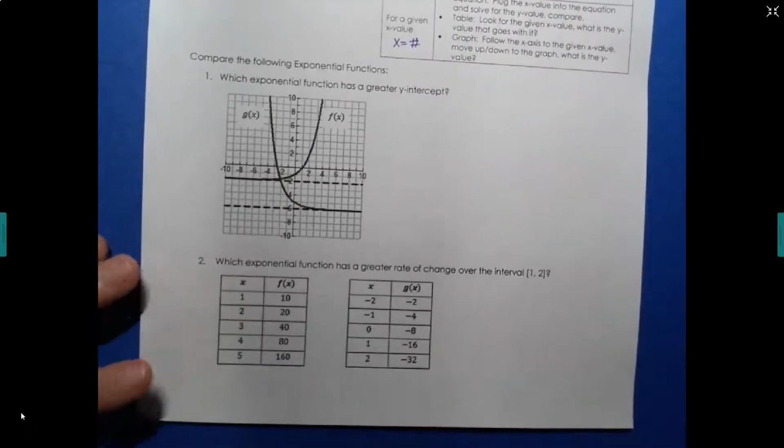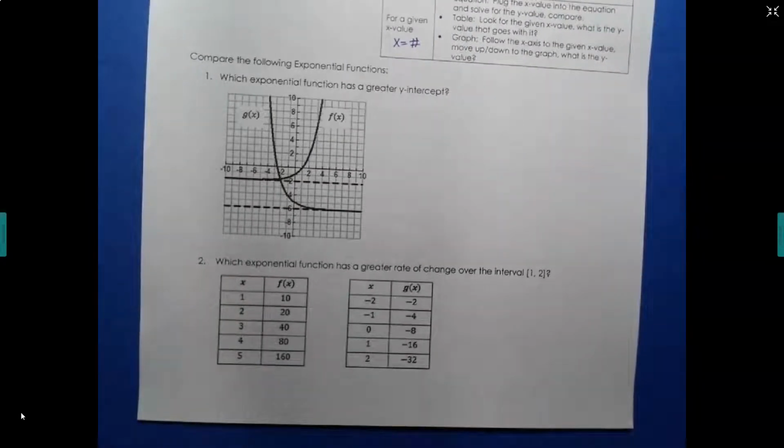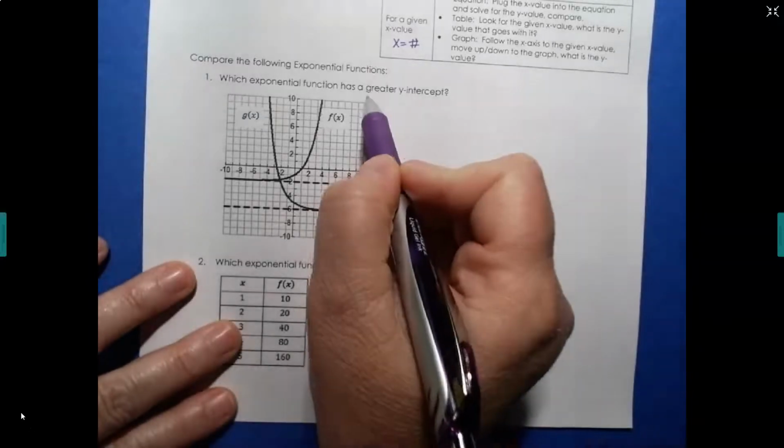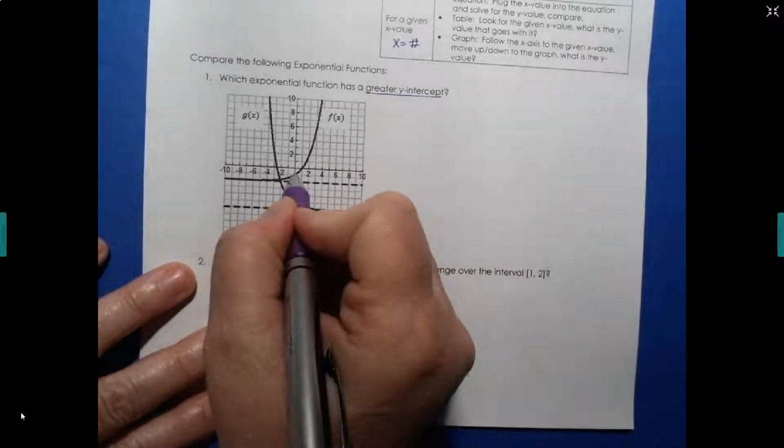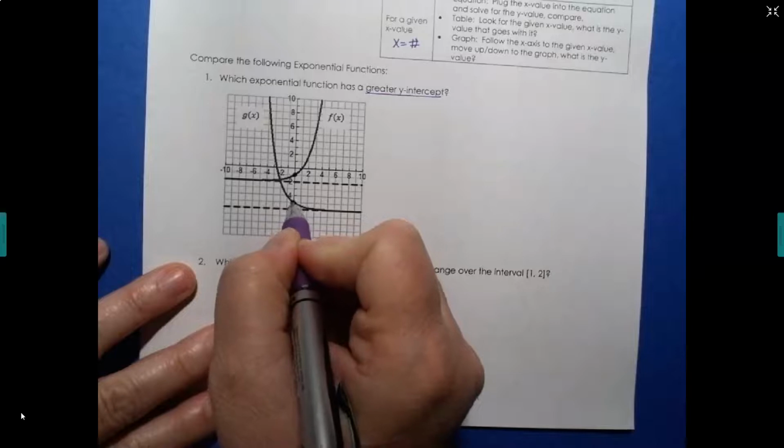So let's try some examples to get you started. The first one, I have 2 graphs here, and I'm asking for the greater y-intercept. So I want to know which y-intercept is a bigger number. So I have 2 y-intercepts because I have 2 graphs.